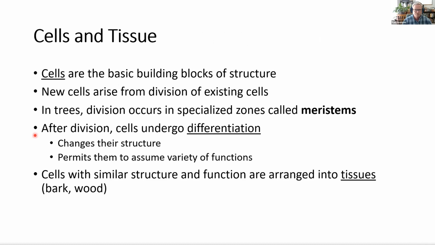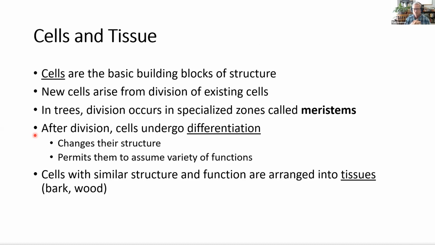We're going to start with cells. Cells are the very basic building blocks of our plants, of any living thing, a plant or animal. New cells arise from the division of the existing cells. So a single cell is going to go through a process that allows it to separate into two cells. In trees, division only occurs in very specialized zones called meristems. We'll learn where these meristems can be found.